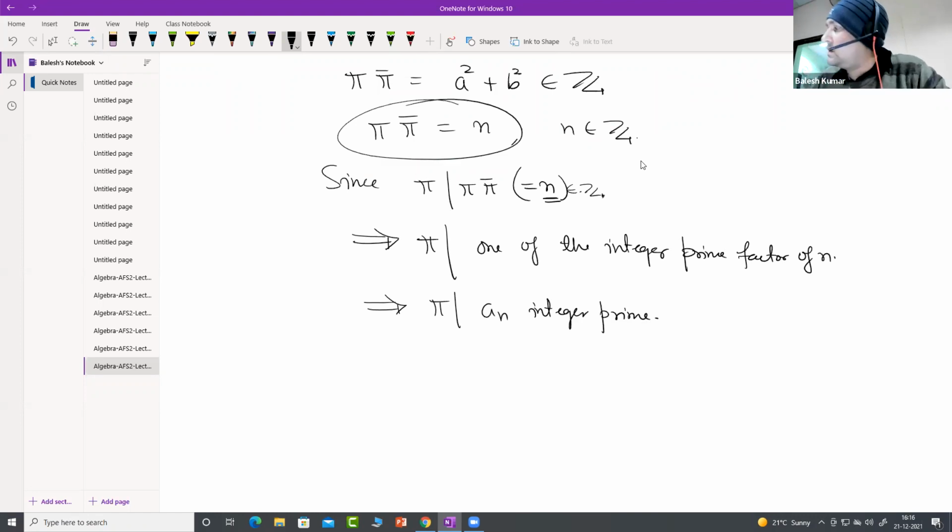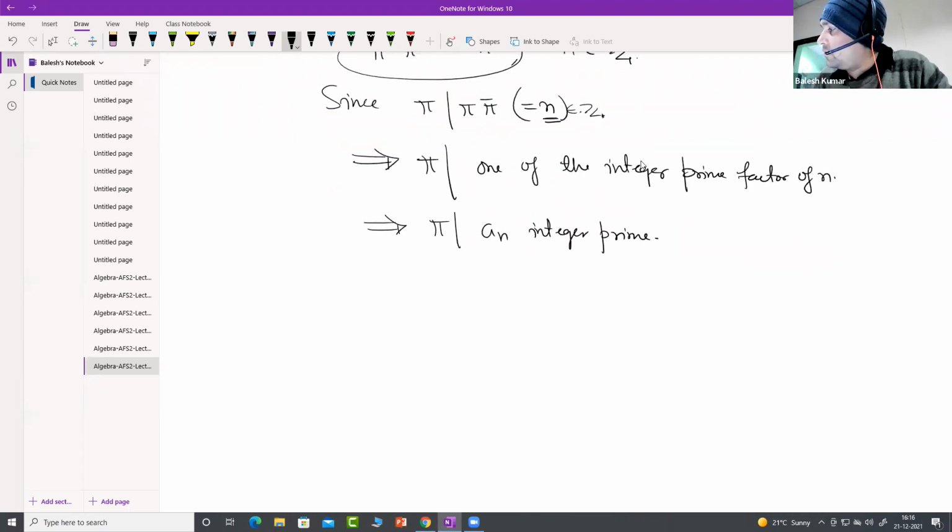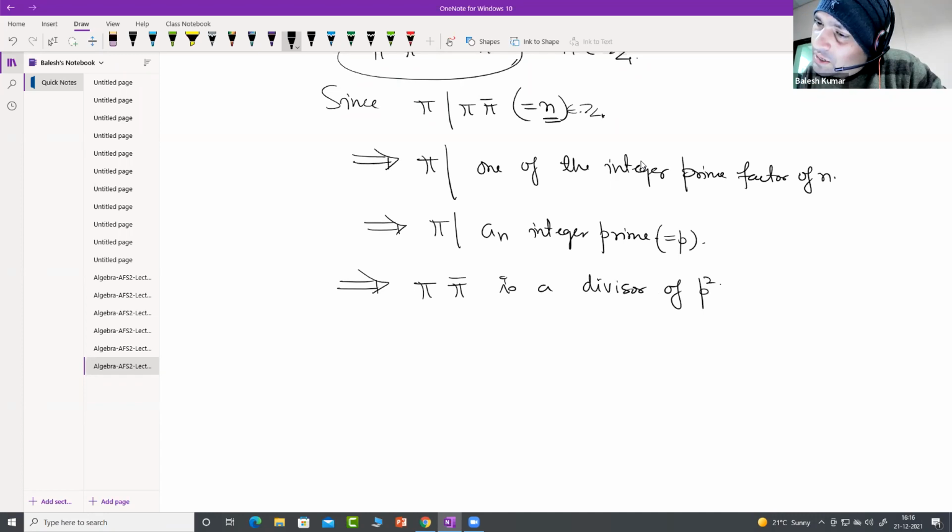Now, can we conclude the result? If pi divides an integer prime, let's say equal to p here, then pi pi bar is a divisor of p squared, because if pi divides p, then pi pi bar divides p squared. Hence the integer divisors of p squared are either 1, p, or p squared. So 1 cannot happen because pi is a prime, so it is not a unit. Therefore, pi pi bar is equal to p or p squared.